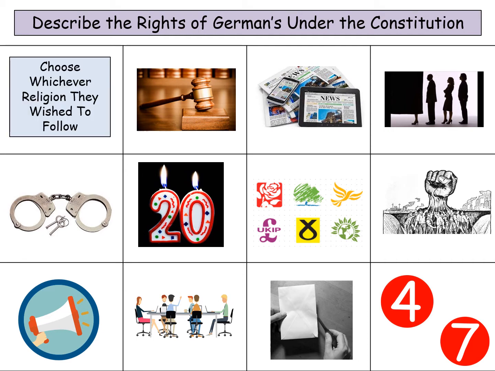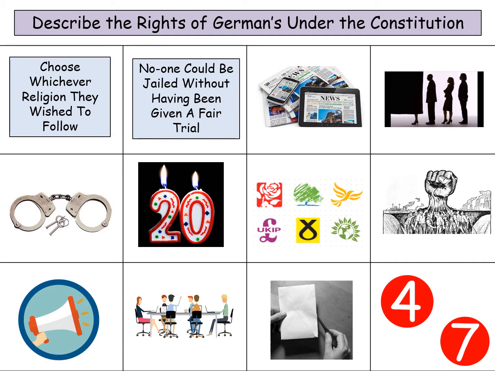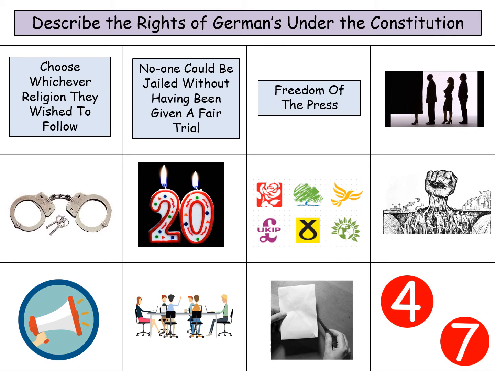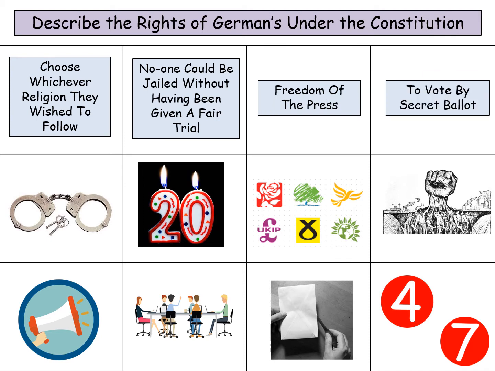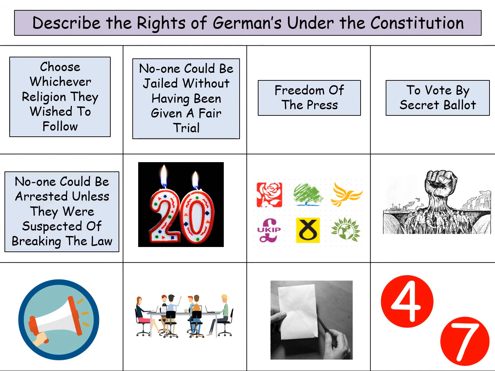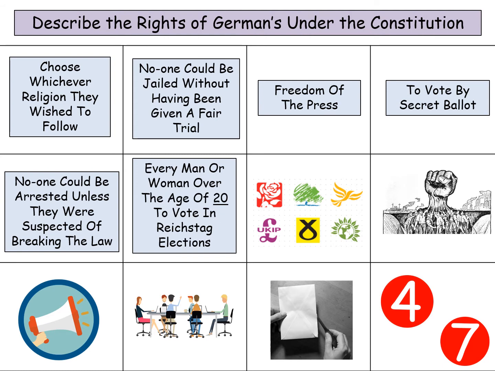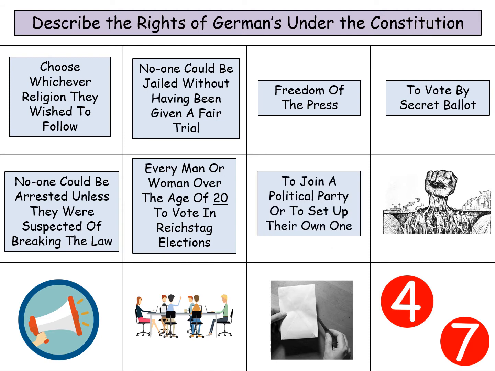So the first right they had was to choose whichever religion they wished to follow. They had the right to their own religions. The second is that no one could be jailed without being given a fair trial. They were given freedom of press, the right to vote by secret ballot, so no one could actually see who they were voting for or intimidate them. No one could be arrested unless they were suspected of breaking the law. Every man or woman over the age of 20 was allowed to vote in the Reichstag elections. That was a right that they had.